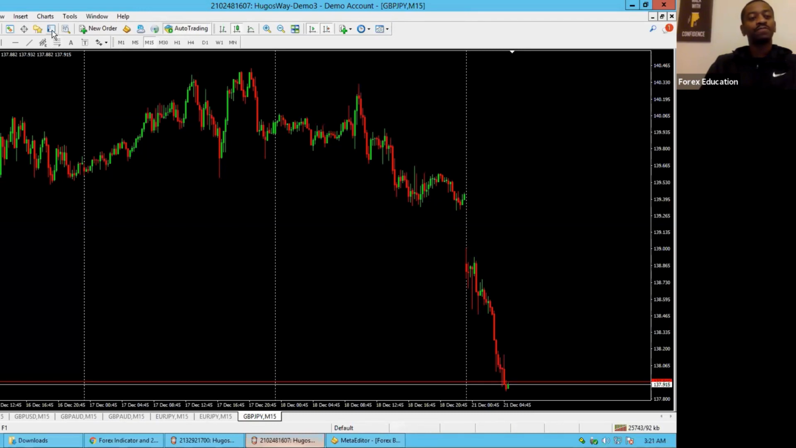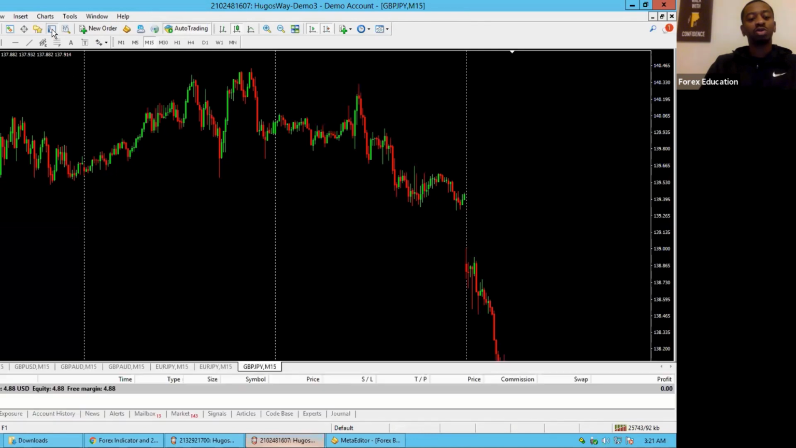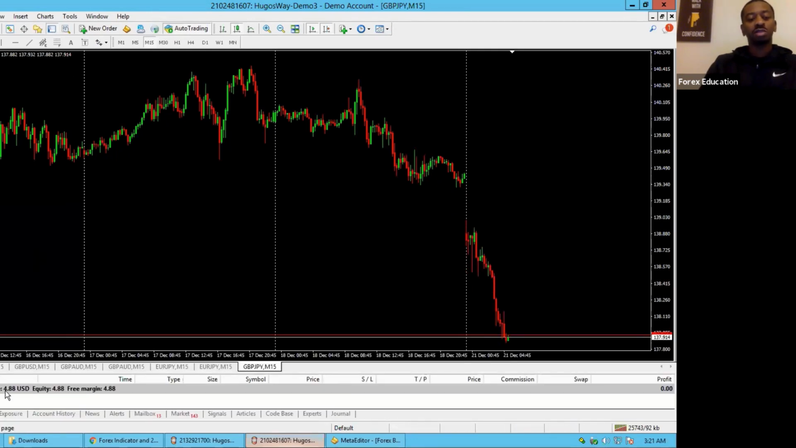Also, this icon here called terminal, you can come over and see your balance. You can see here, I've got a demo account, $4.88 on my demo account. But it'll tell you whatever your balance is. So if you selected the demo account for 5,000, it should say, you trade here, balance 5,000. So when you see your balance for your actual account number, then you have successfully logged in.